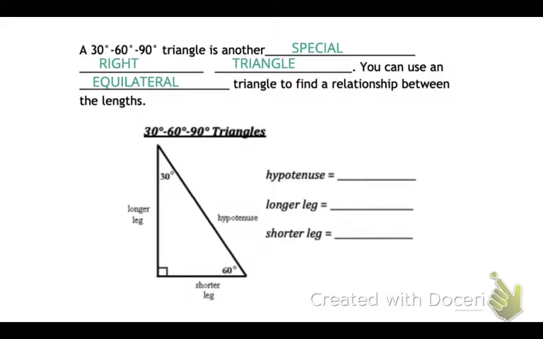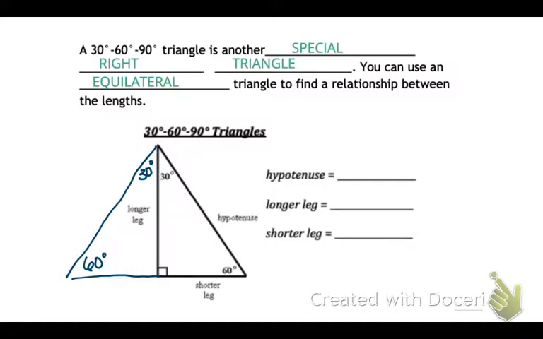The other type of special right triangle is a 30, 60, 90 triangle. If we were going to prove the relationship for a 30, 60, 90, we would use an equilateral triangle. If you remember from your studies before, equilateral means that they have the same side lengths and the same angle measures. So an equilateral triangle has 60-degree angles at all of the vertices, and all of these side lengths would be the same measure.